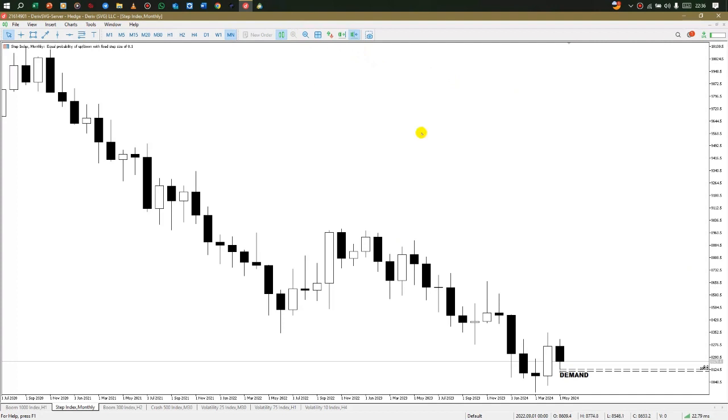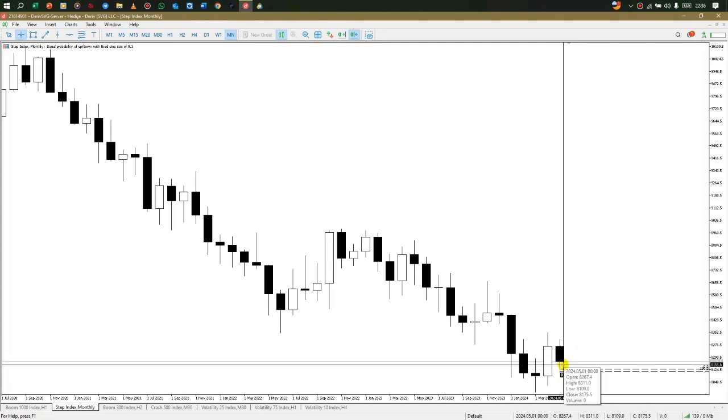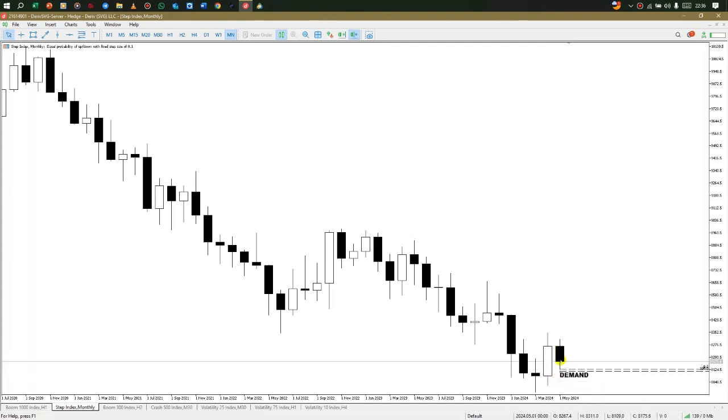So currently I'm on Step Index. As you can see on Step Index, on the monthly time frame, the price is currently here. So as you can see, this month it has been bearish with this bearish candle here. It was coming down. As you can see, it has been rejecting to the upward side. As you can see, this bearish candle here has a rejection to the upward side. So you want to know why the price on the monthly time frame is rejecting to the upward side with this bearish candle? It's because it's rejecting from this monthly demand zone here. It's a drop-based rally monthly demand zone.